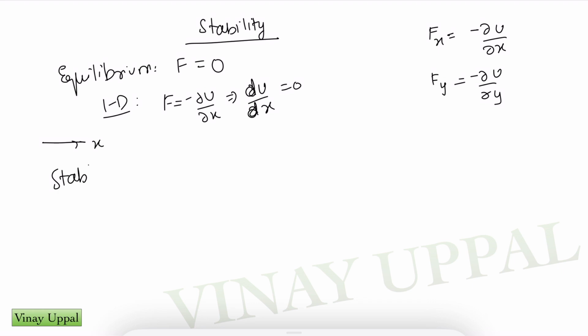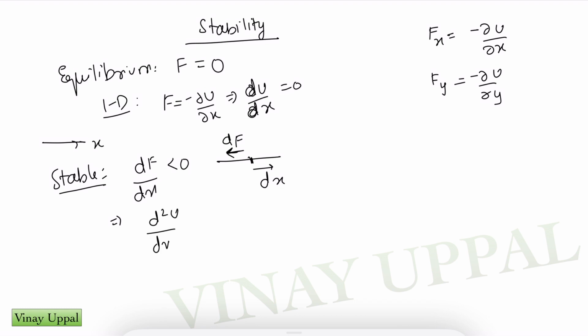For stable equilibrium, dF by dx should be less than 0. If you displace the particle by dx to the right, you should experience a force of dF to the left so that the particle is able to come back to its equilibrium position. That is the whole concept of stable equilibrium. And this also implies that d2u by dx square would be positive because F is minus du by dx. So this is basically the minima of potential energy.